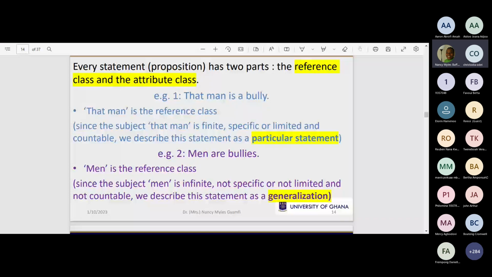Look at this. The particularity is particular. It's not generic. It's not general. No, particular. Okay. So the subject, that man, has an end. If I were counting, I'll finish. That man. I may not have said that man. I could have said those men in that room.